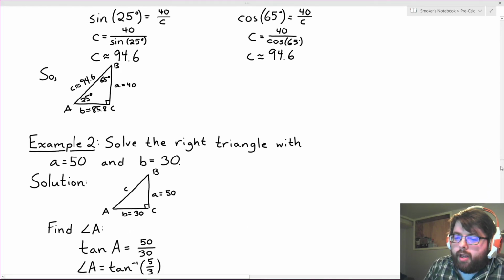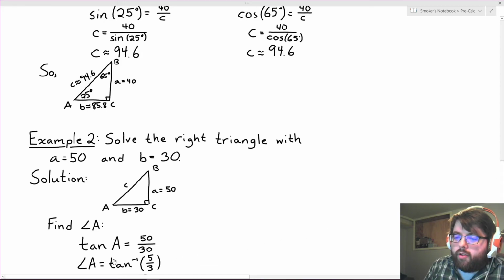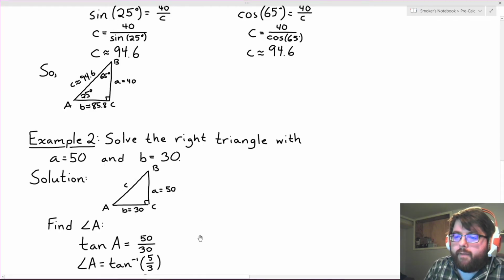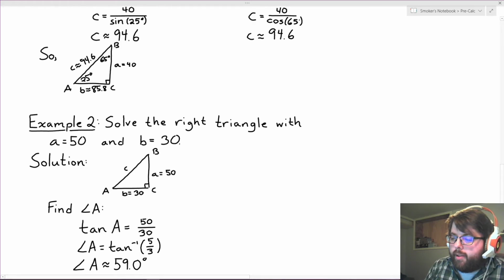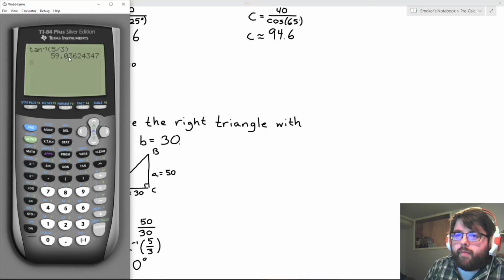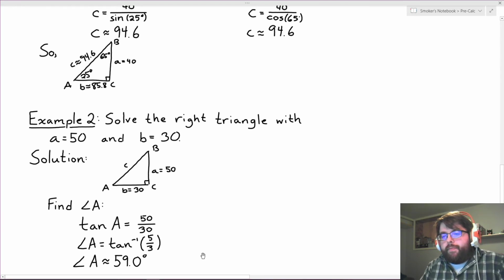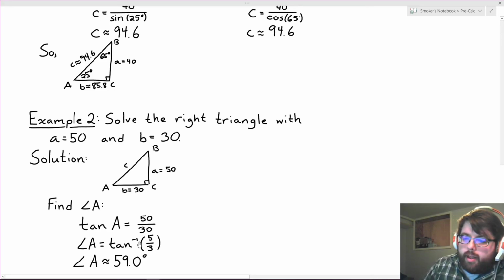So 5 divided by 3 is 5/3. To solve this for the angle, we're going to do tan inverse. So I'll show you with the calculator on this one. There it is. How to do this. Again, we want to be in degrees. Second tan of 5 divided by 3, tan inverse. So I got 59.0 because it isn't exactly 59. So I like to put the 0 because it's a rounded number, and if you don't put a point, it doesn't look like it's rounded, but it's a solid integer. So yeah, that's the angle measure of A.